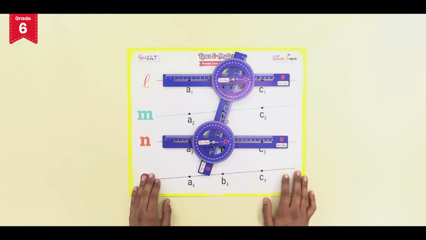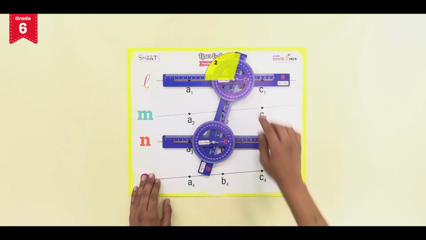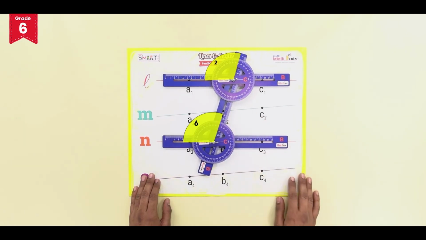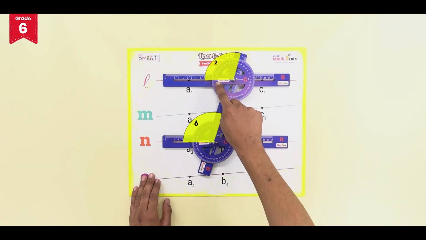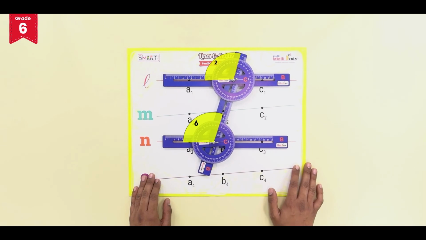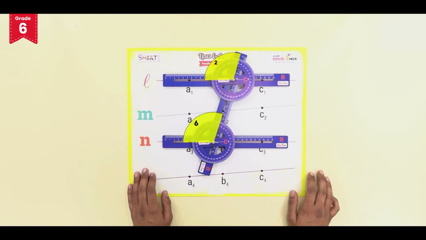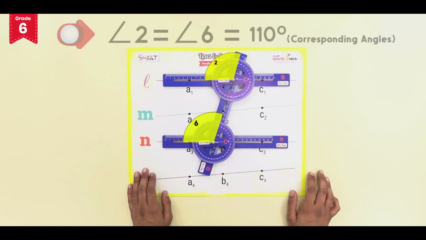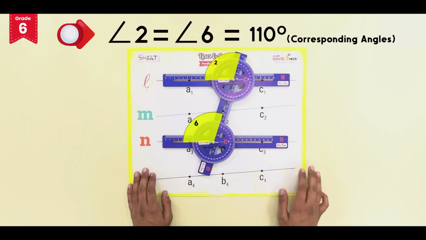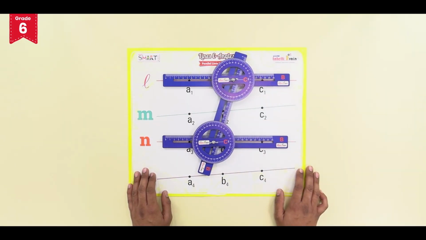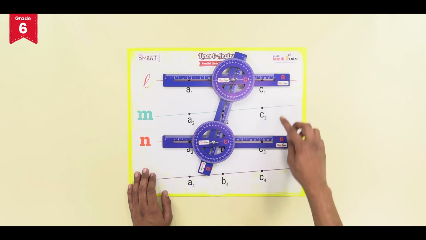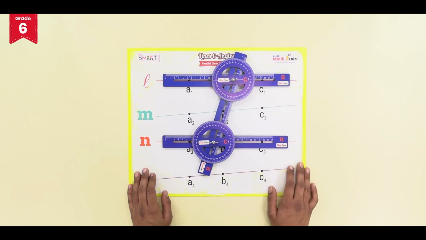And similarly, the measure of angle 2 and angle 6 is equal to 180 minus 70, that is 110 degrees. The measures of angle 2 and angle 6 are equal to one another, and the two angles are corresponding angles. The measures of the corresponding angles made by a transversal line crossing the two parallel lines are equal.